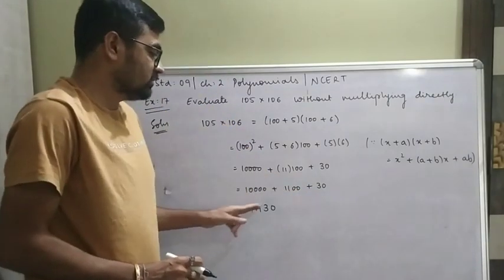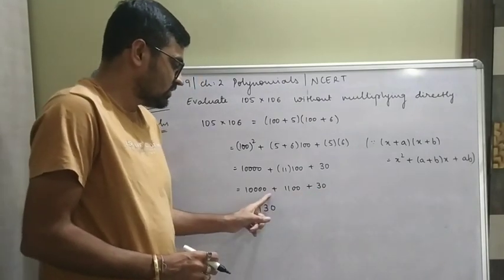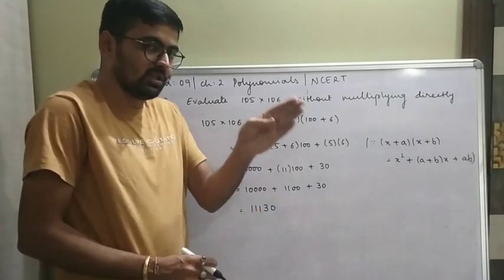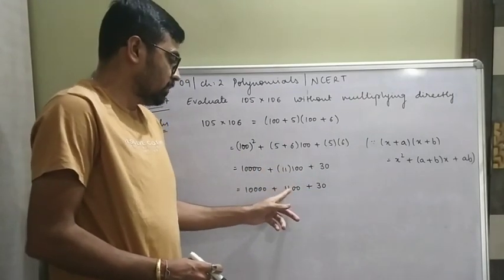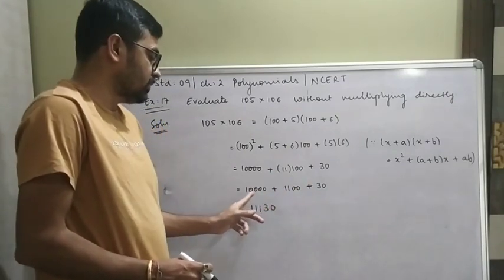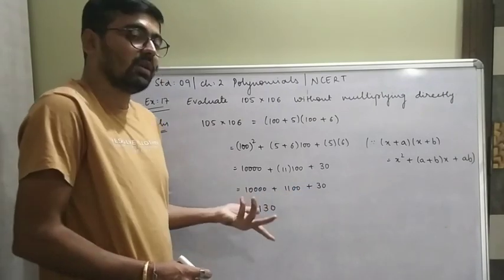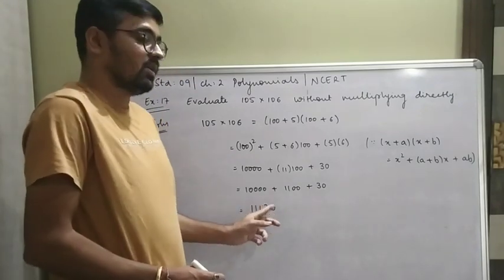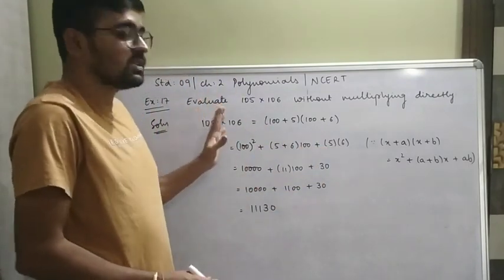You can directly observe this. You can add them easily. How did I do it? Last digit 0, 0, 0, so 0. Second last 3, 0, 0, so the addition of 3 plus 0 will be 3. Here the third last digit is not there, so I will consider 0. So 0 plus 1 plus 0 is 1. Again the fourth last is not there, so 0 plus 1 plus 0 is 1. And there is no fifth last digit in this one, only here. That one is simply here. So it becomes 11,130. Are you getting how we are solving this kind of question?